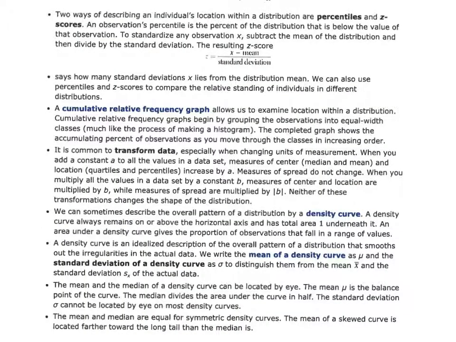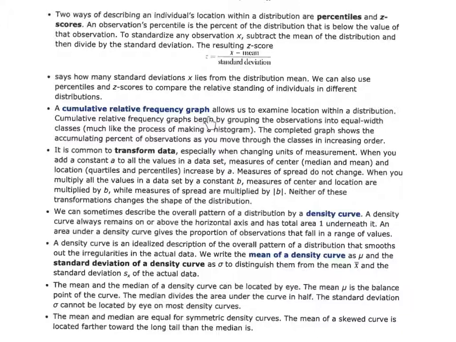As we dive directly into section 2.1 of this chapter, computing the z-score is just your piece of data minus the mean over the standard deviation. And what that tells you is how many standard deviations your piece of data is from the mean. If it's positive, you're above the mean. If it's negative, you're below.